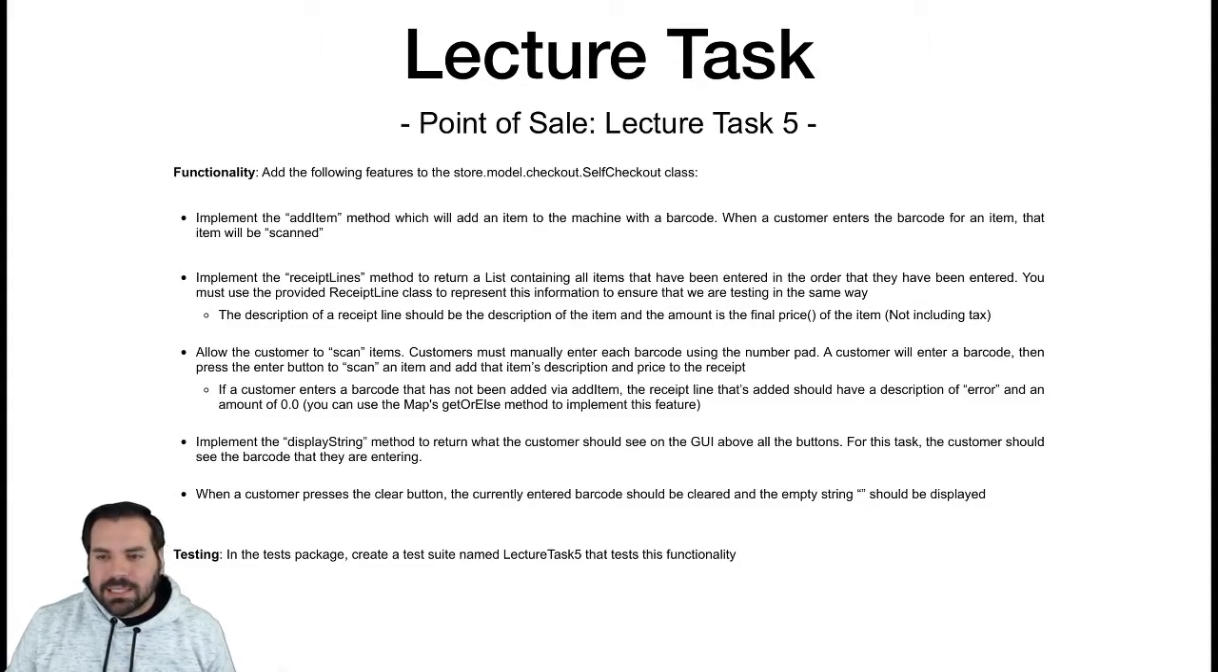So the number pressed method that takes an int, if I press the number 7 on the keypad, that's going to call the number pressed method with an argument of 7. So all those methods relate to GUI elements, either buttons or the receipt lines and display string. That's what's going to be displayed on each of the displays.